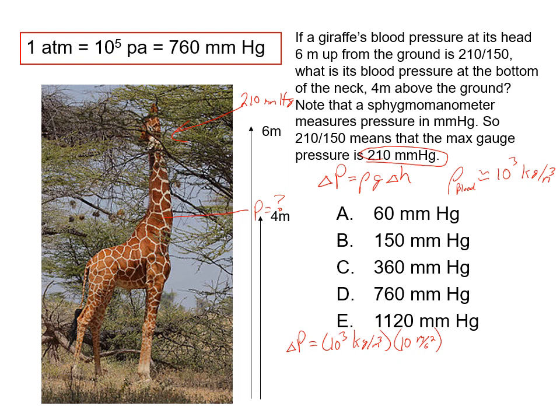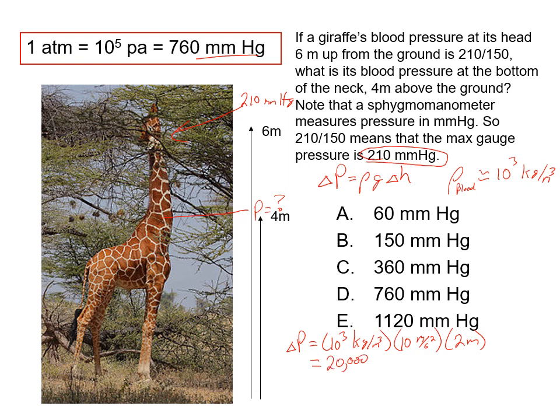Okay, and the key here is that we've got to convert this into appropriate units so that we can figure out what this is in millimeters of mercury, because this pressure difference done in SI units is going to give us, well, 1,000 times 10 times 2, that gives us 20,000. And because all of these are SI units, that's 20,000 pascals.